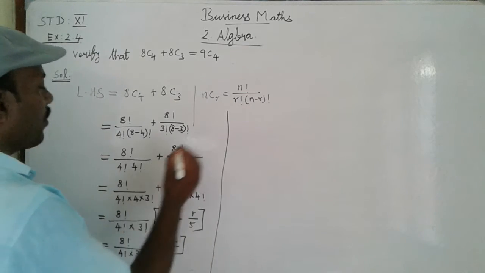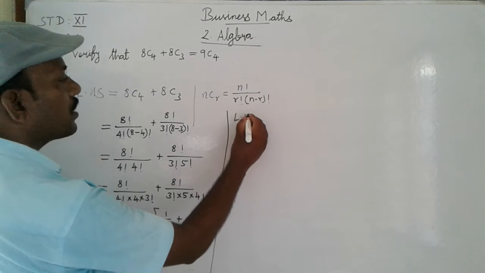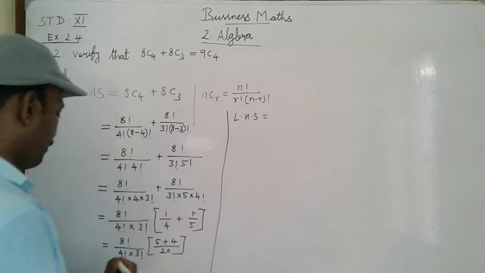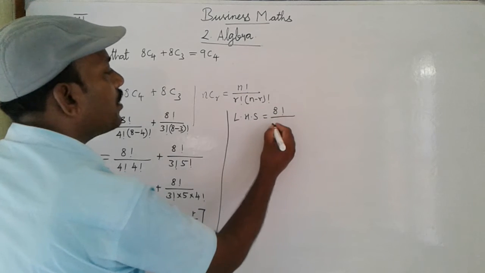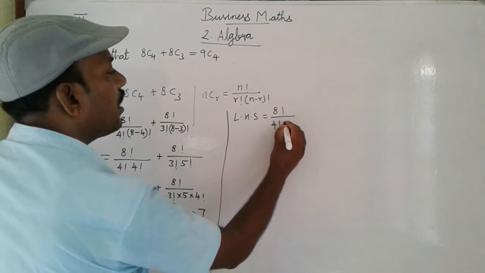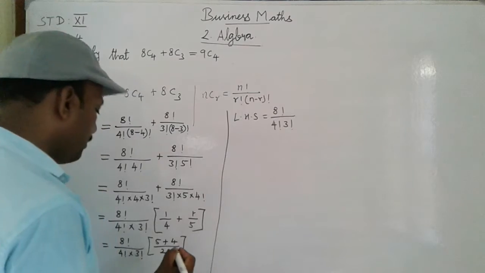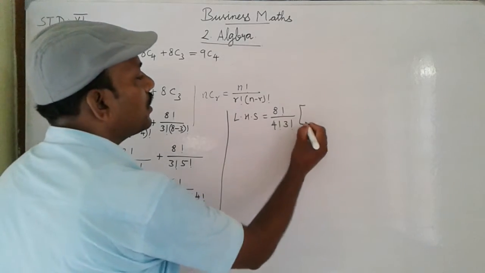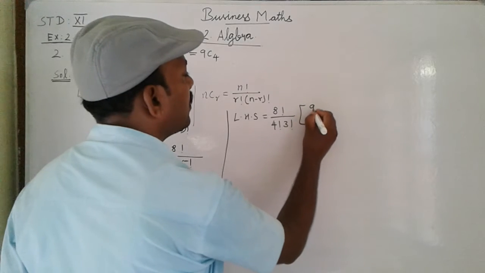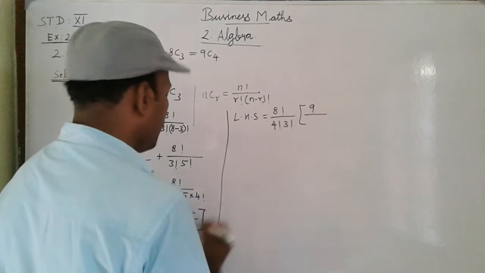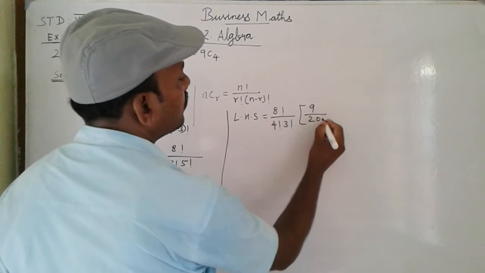Next one, LHS equal to 8 factorial divided by 4 factorial into 3 factorial into, 5 plus 4 is 9, 9 divided by 20.